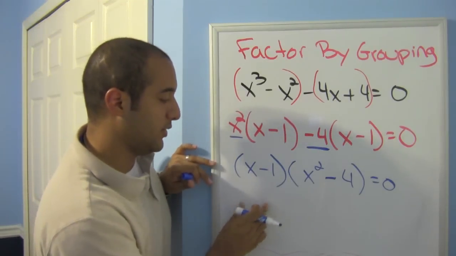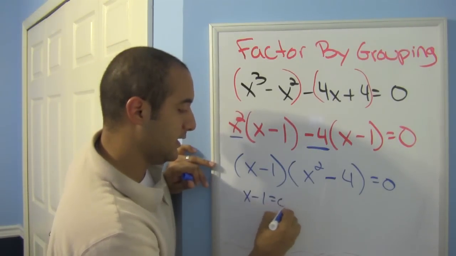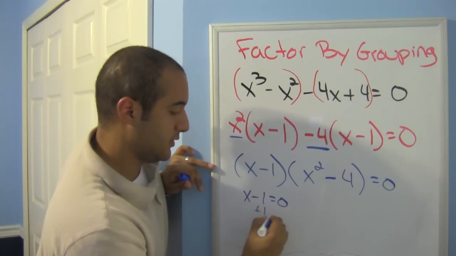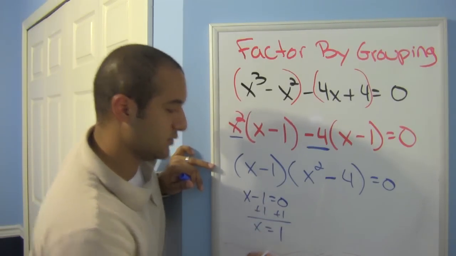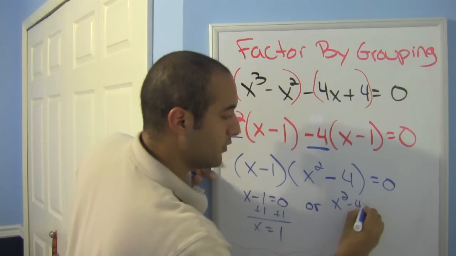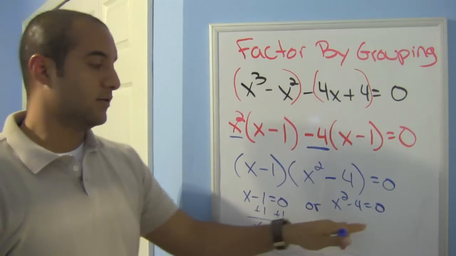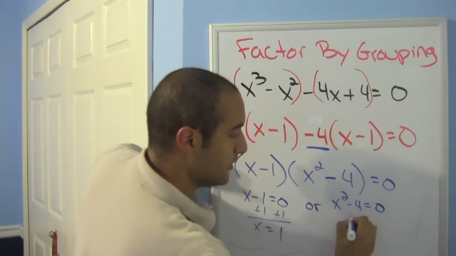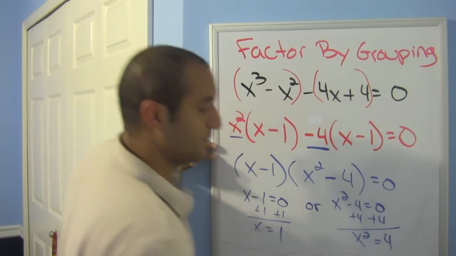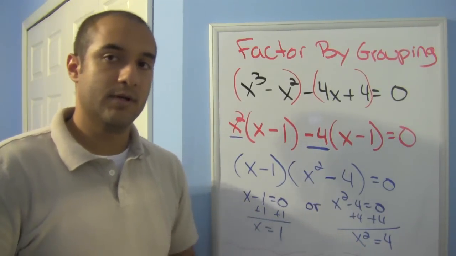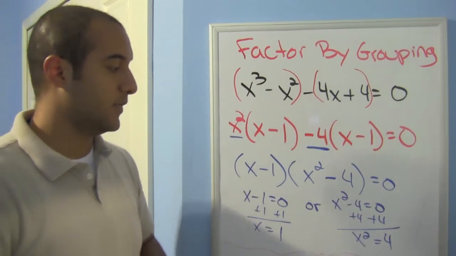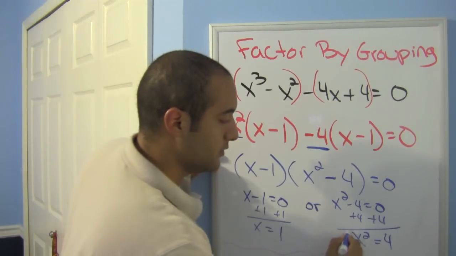In that first one, I'm going to break this up. Either x minus 1 is 0, so let me solve that. Plus 1, x is equal to 1. Or x squared minus 4 equals 0. Okay, look at what I'm going to do here. Plus 4, x squared is equal to 4. Well, that's x squared equals 4. What I want is just x. To get rid of that squared, I need to take the square root.